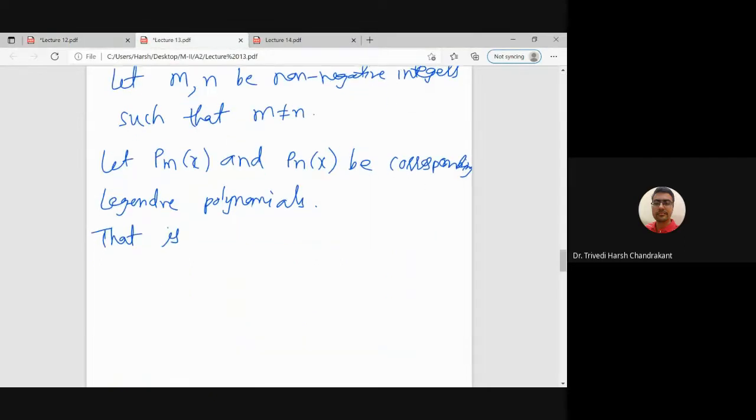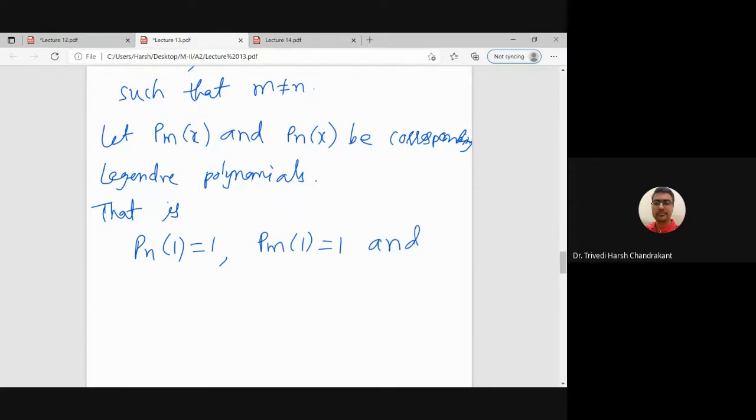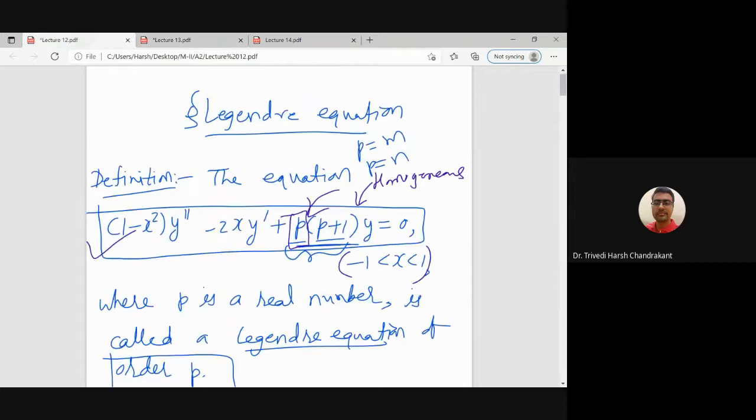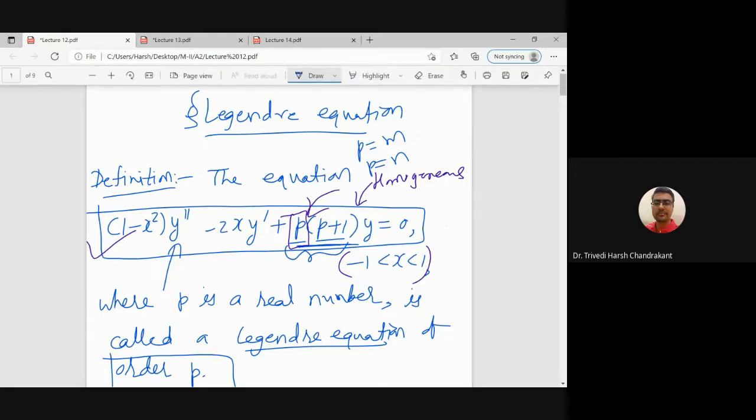Let us write down this condition. Both of these satisfy the value 1 at 1, and they satisfy the differential equation, which is the Legendre equation. So (1 minus x squared) Pn double dash minus 2x Pn dash plus n(n plus 1) Pn is equal to 0. This is the same differential equation, just substituting y equal to the polynomial and p equal to n.